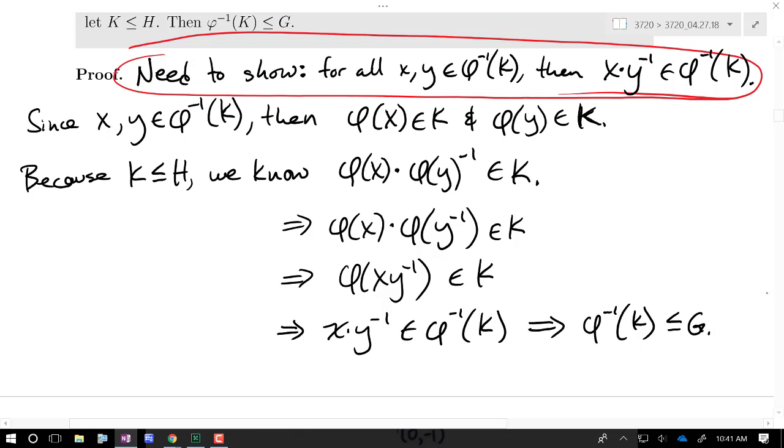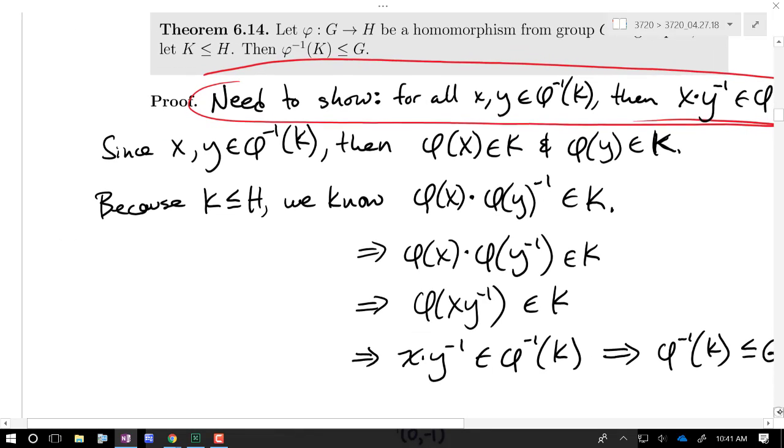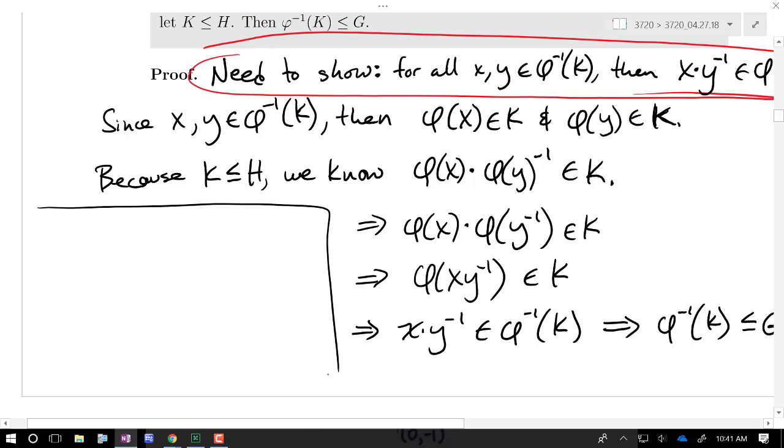This property, we said that if we have a subgroup in H, like if I were to sketch out this relationship here, we have a group G, and we have some function phi, right? That's a homomorphism of groups here, and then we have K, which is a subgroup of H. What we're saying is that if I look at the preimage of K, that is also a subgroup of G.